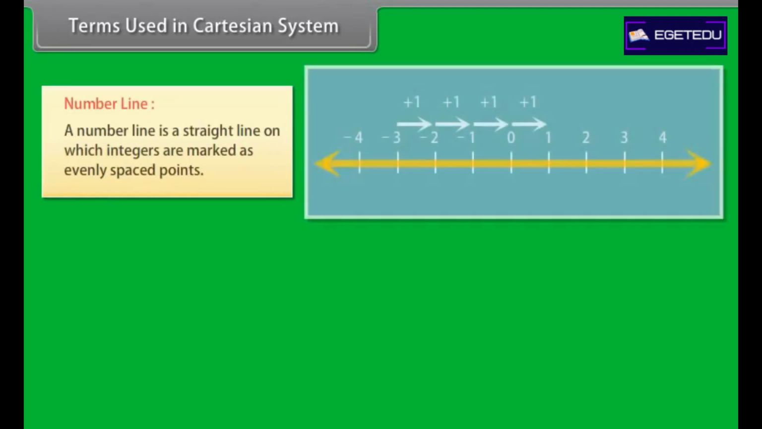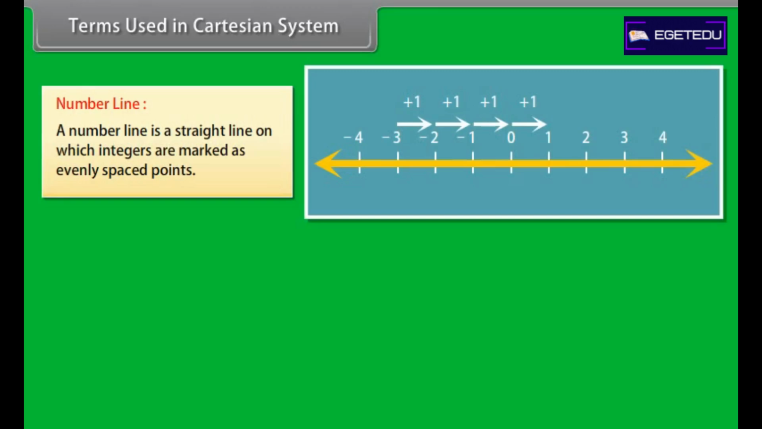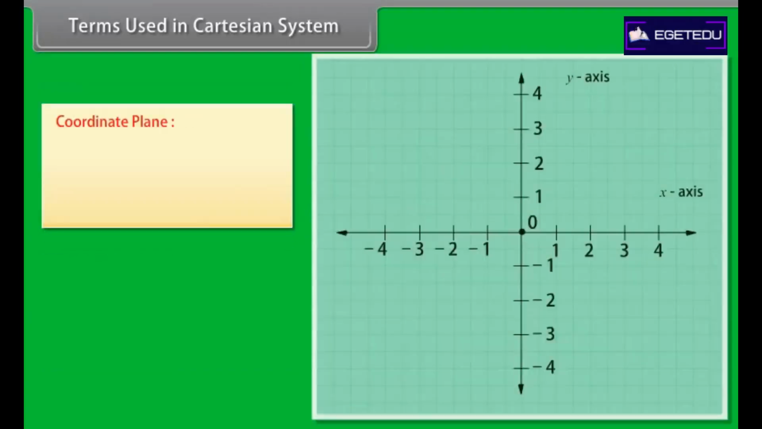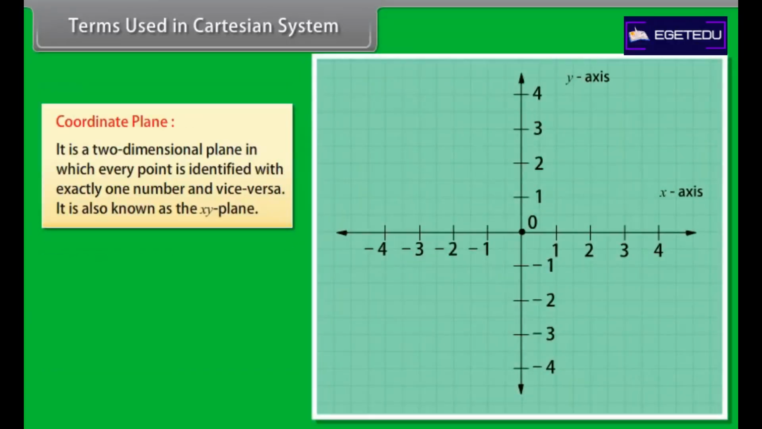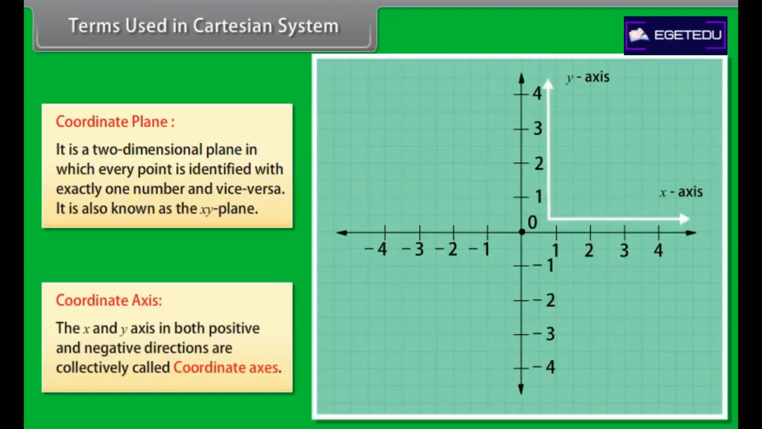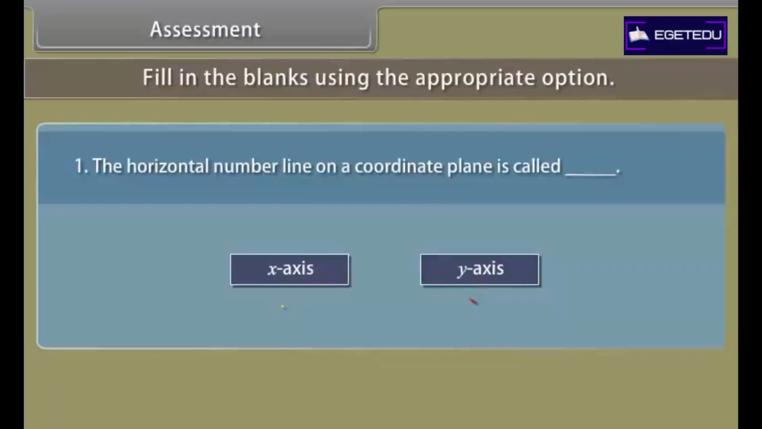Before going further, let's look at some definitions. A number line is a straight line on which integers are marked as evenly spaced points. Origin. A number line is divided into two symmetrical halves by a fixed point called origin, that is, the number 0. Coordinate plane. It is a two-dimensional plane in which every point is identified with exactly one number and vice versa. It is also known as the xy plane. Coordinate axis. The x and y axis in both positive and negative directions are collectively called coordinate axes.